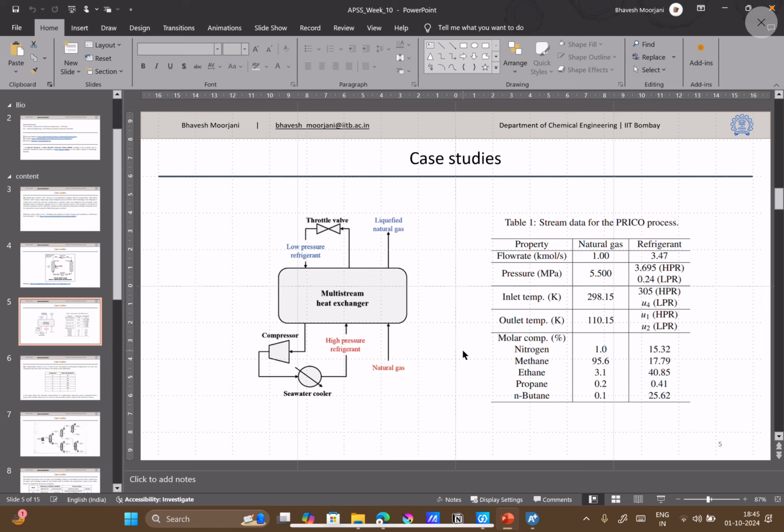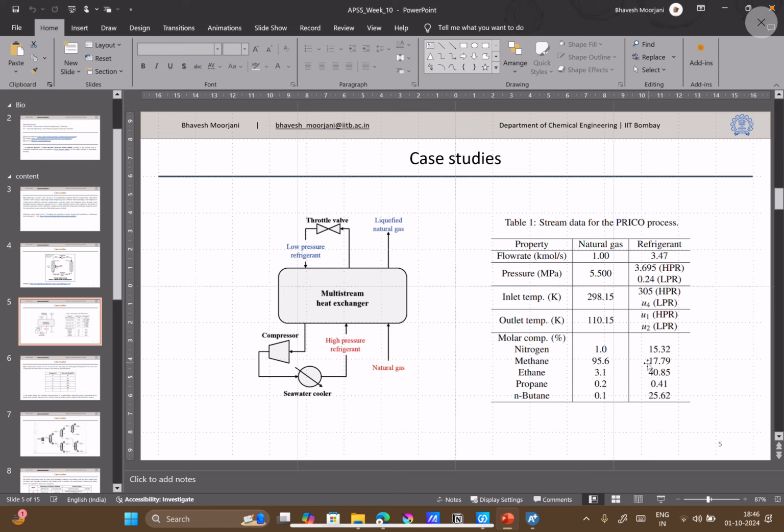See, again, understand here. This first stream, the natural gas, is coming at a flow rate of 1, pressure of 55 bar and 25 degree centigrade, and then cooled down to minus 110. So the composition is not changing. This stream is just exchanging heat and then going out. For this refrigerant cycle, which will exchange heat with your natural gas, you will need some refrigerant, right? So that refrigerant which will flow in this loop is a mixture of nitrogen, methane, ethane, propane and butane.